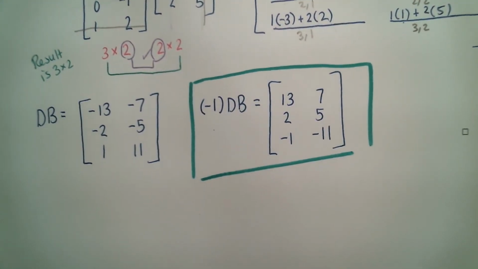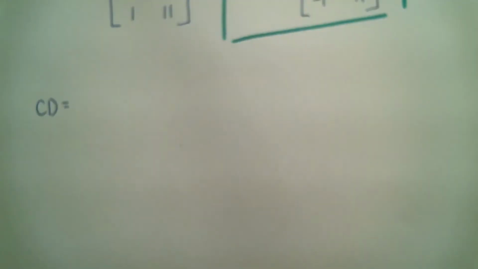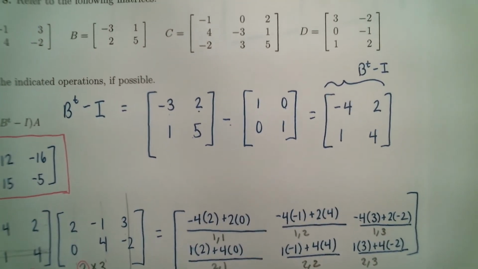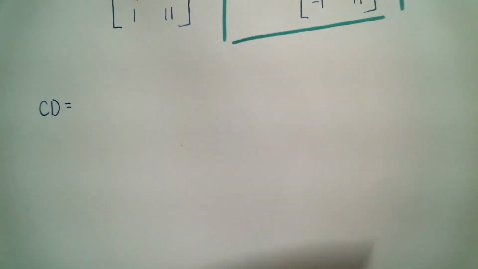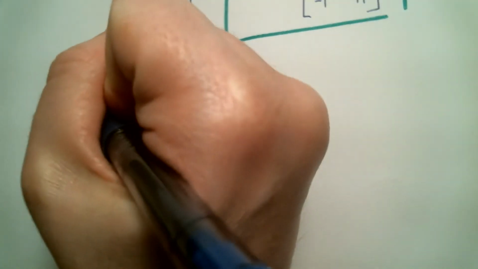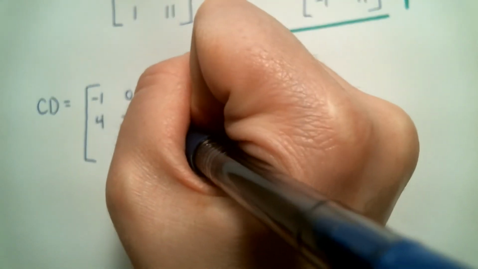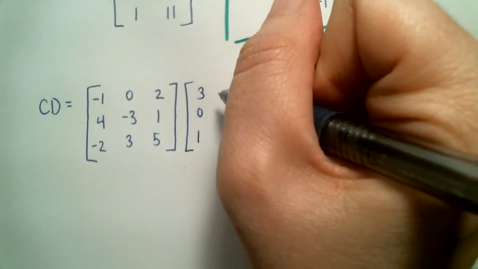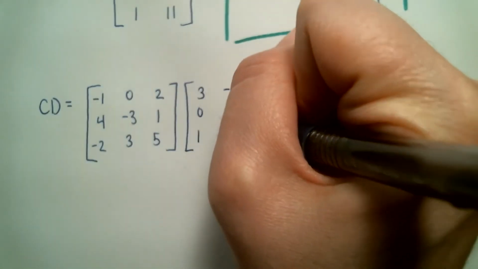So I'm going to go down here, and we're going to write out C times D. Again, it's very important to pay attention to which matrix is on the left and which one is on the right. We've got to go back to our original problem and reference C times D. So let's write this out. C is going to be -1, 0, 2, and then 4, -3, 1, and then -2, 3, 5. We're going to multiply by D. D is 3, 0, 1, and -2, -1, 2.